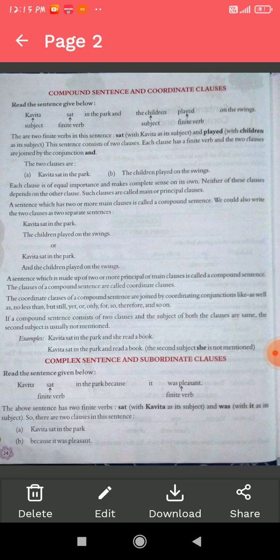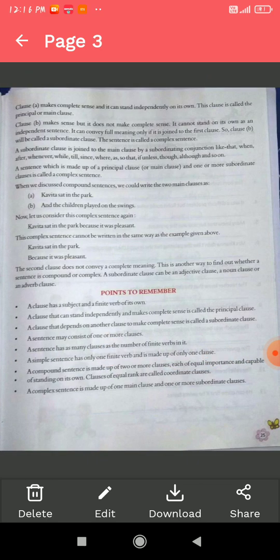Now, how do we identify which sentence is a complex sentence? See the example: Kavita sat in the park because it was pleasant. The above sentence has two finite verbs, sat and was. So there are two clauses in the sentence. First is Kavita sat in the park. Second is because it was pleasant. As you can see, the first, Kavita sat in the park, is clause A. It is an independent clause because it makes complete sense. This clause is called the principal clause.